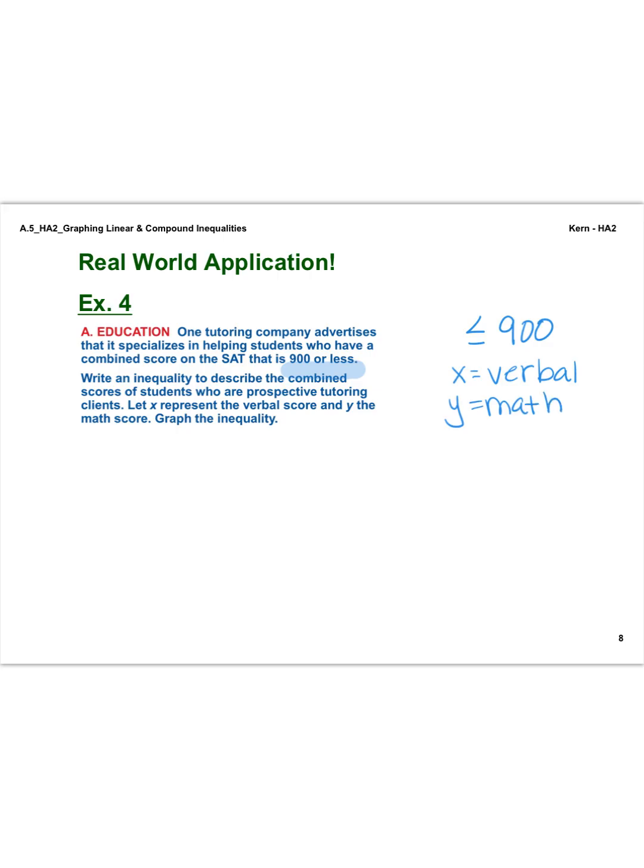Okay, so don't overcomplicate this. This is simply X plus Y is less than or equal to 900 because it's a combined score of verbal and math. If you were to graph this, we're only graphing in the first quadrant because you can't have negative verbal and math scores, which is lucky for you. So we're gonna subtract X from both sides. So now I have Y is less than or equal to negative X plus 900.